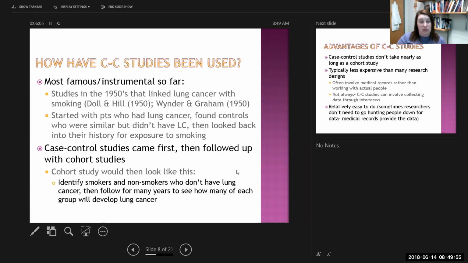So what would a cohort study look like for this situation? We would identify smokers and non-smokers who do not have lung cancer and then follow them for many years to see, of those two groups, who will develop lung cancer into the future.